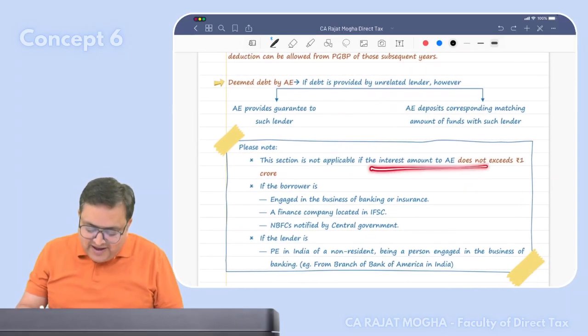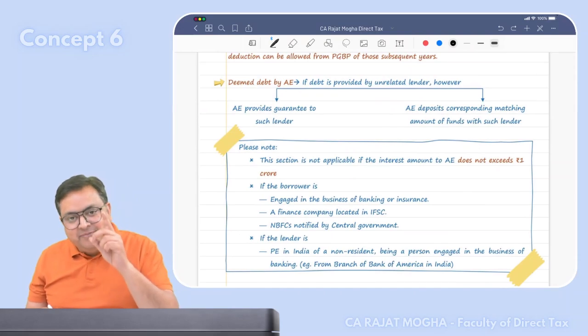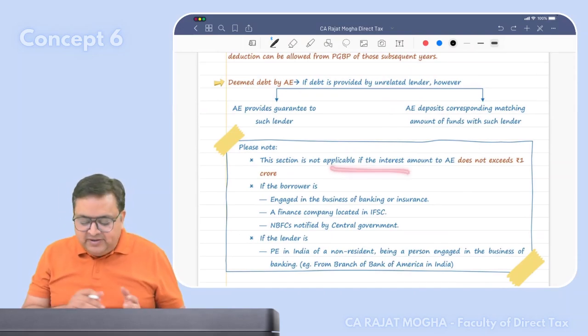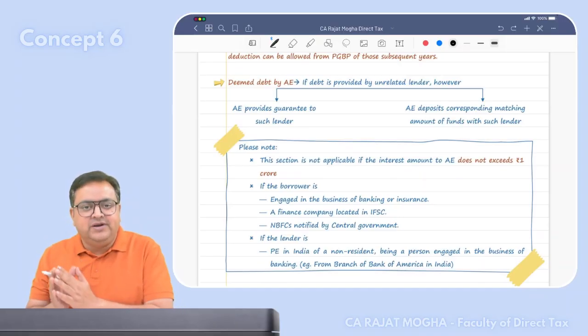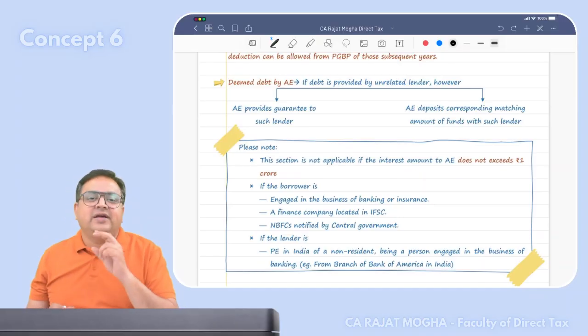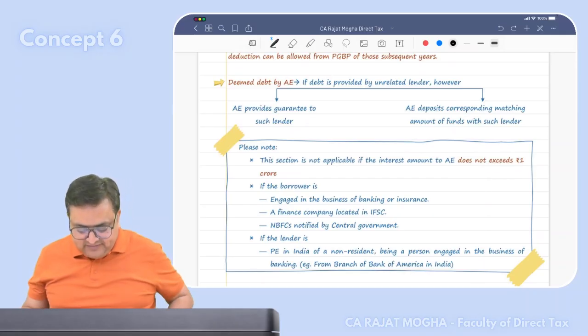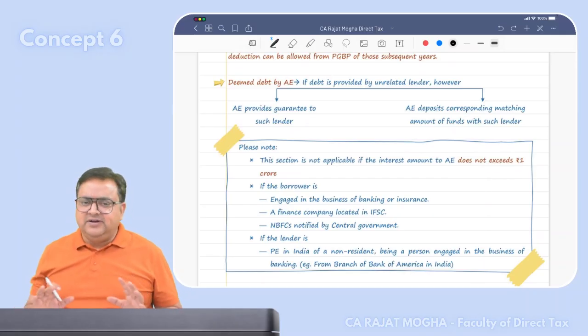Very, very important. Again, the same thing: 1 crore is repeated here also. So this section will not be applicable if the interest which you are paying outside India to an AE does not exceed rupees 1 crore. So this is very important. If this interest is not exceeding rupees 1 crore, do not apply this 30% provision.